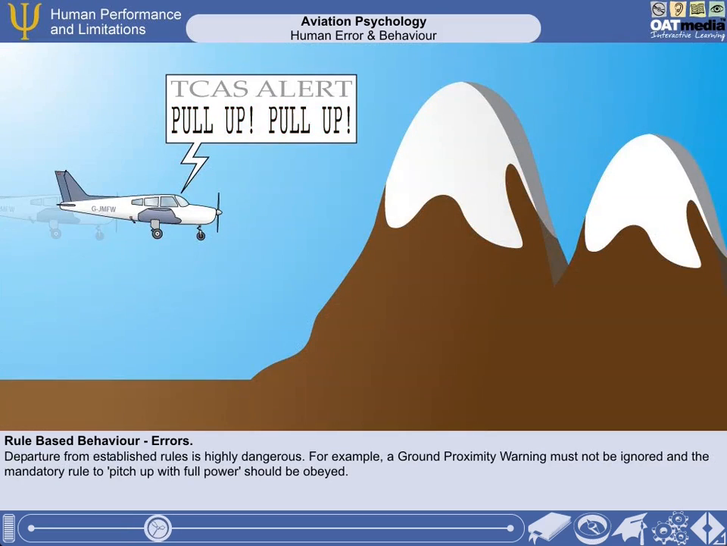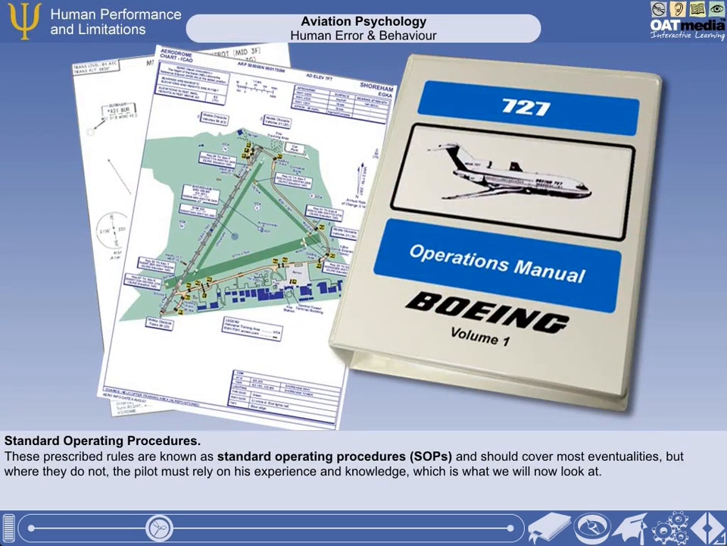Departure from established rules is highly dangerous. For example, a ground proximity warning must not be ignored, and the mandatory rule to pitch up with full power should be obeyed. These prescribed rules are known as Standard Operating Procedures, SOPs, and should cover most eventualities. But where they do not, the pilot must rely on his experience and knowledge, which is what we will now look at.